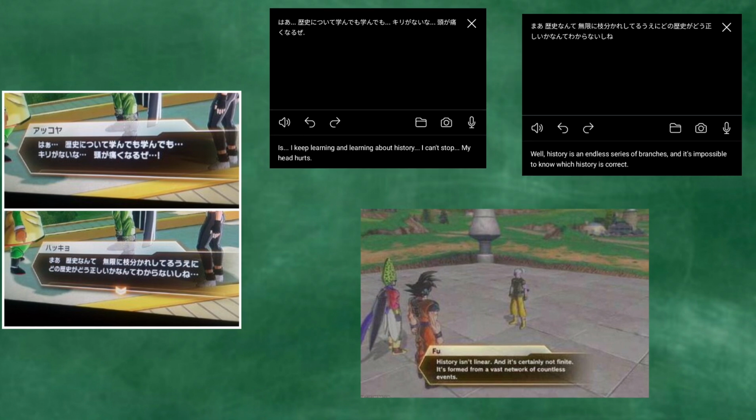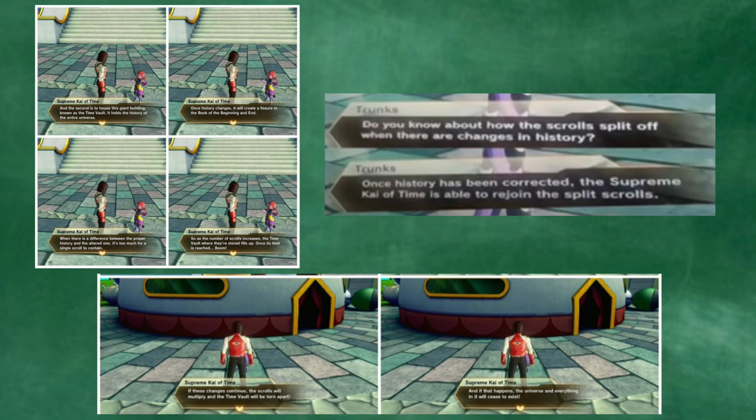There is also the fact that the Time Vault that contains the scrolls is said to be just a building and to have a limit twice, which by definition makes it finite. So if it can contain the scrolls for each timeline, then the number of timelines should also be finite. Now that we are done with the timelines, we need to talk about their destruction.